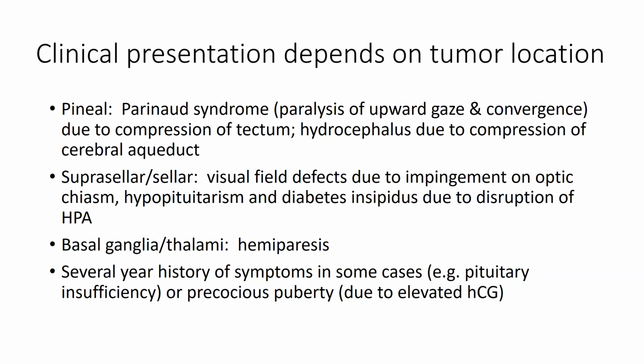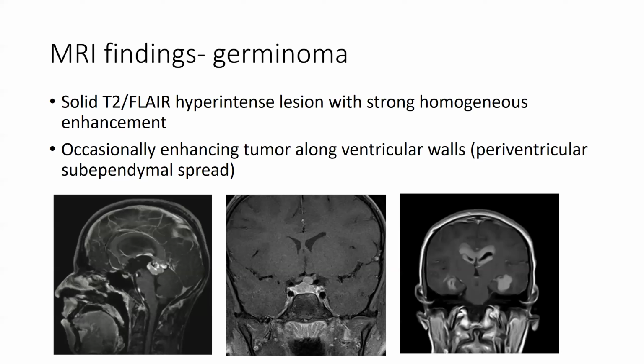In patients with tumors in the basal ganglia and thalami, these patients can present with hemiparesis. And interestingly, these patients can sometimes have a several-year history of symptoms in some cases, especially in cases of pituitary insufficiency. Precocious puberty has also been reported in many cases due to elevated hCG, and I will show you a case at the end, an interesting case that we had here at Nationwide.